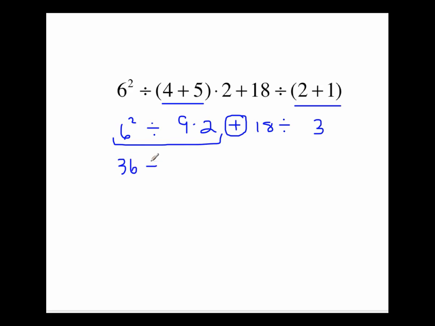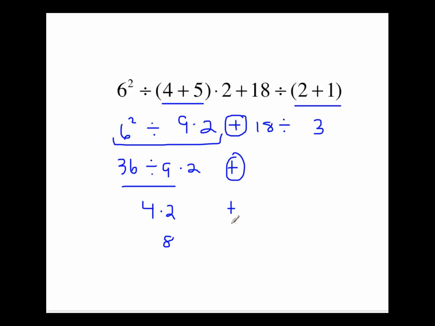36 divided by 9 times 2. Staying with this little group in front of the plus, now it's all multiplying and dividing. So that needs to be done in order from left to right. 36 divided by 9 is 4. 4 times 2 is 8.